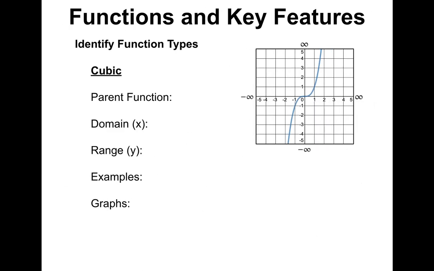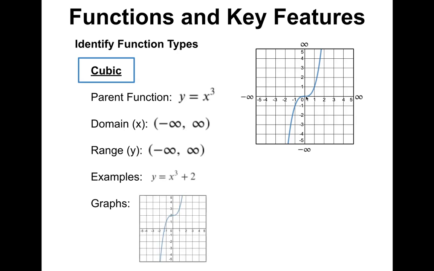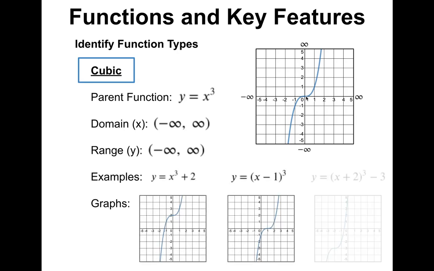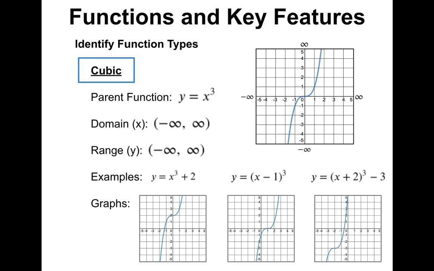Our next function is a cubic function. The parent function is y equals x to the third, or cubed, x cubed, and it makes this curved type of graph. The domain of this graph is from negative infinity to infinity, as well as the range. Every x value will be reached, every y value will be reached. Some other examples of the cubic function, again, it makes this little curved line, and that would be a cubic function.